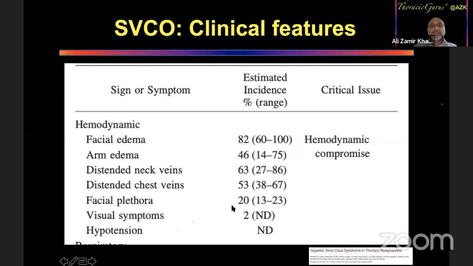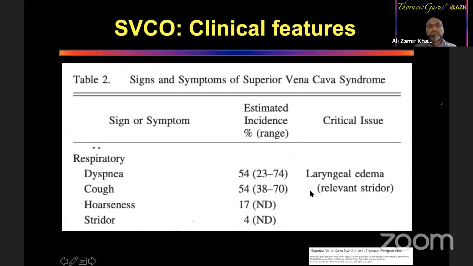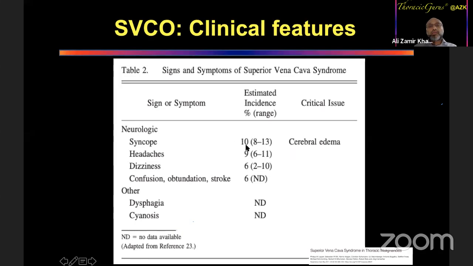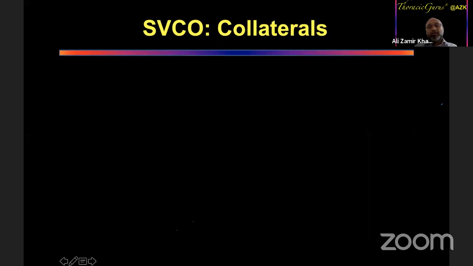Here is the incidence of these things, again from that paper, the SVC in thoracic malignancy paper. So facial edema is the commonest thing you see, almost in 82%. Arm edema, distended neck veins, distended chest veins, we spoke about that. Facial plethora, which means reddening of the face. Visual symptoms, okay, so quite important. The respiratory symptoms we mentioned, almost 50% have cough or dyspnea, and some of them have evidence of laryngeal edema because of the stridor. Neurologically, again, with the back pressure because of the cerebral edema, you can have these symptoms all the way up to coma and even stroke. So you've got to be really careful when you're analyzing a patient with SVC syndrome.